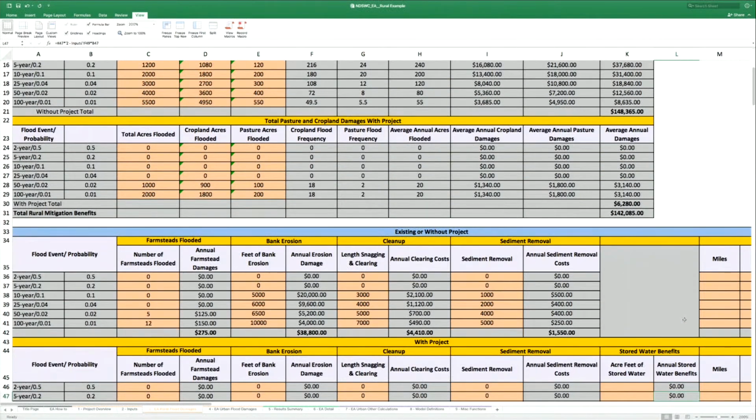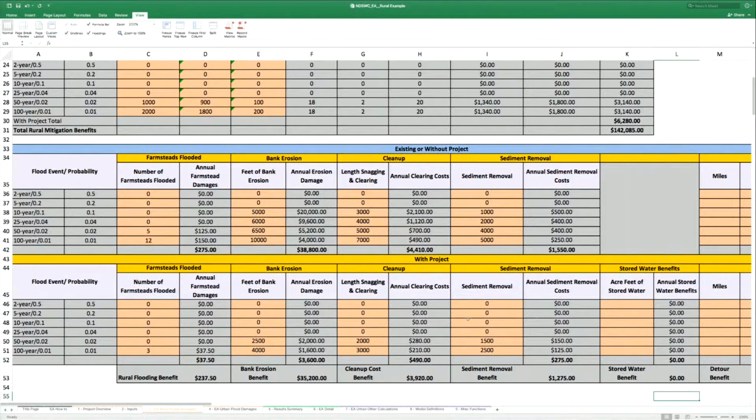Those aren't the only benefits though. We've gone out and looked, and there are some farmsteads on some of those properties. So we did a quick inventory, and we found that at the 50-year, there are 5 farmsteads that are flooded. At the 12-year, there are 12. With the project, those 5 that were flooded under the 50-year aren't in the floodplain anymore, but there are 3 under the 100-year that still are. So we have a value here for those.